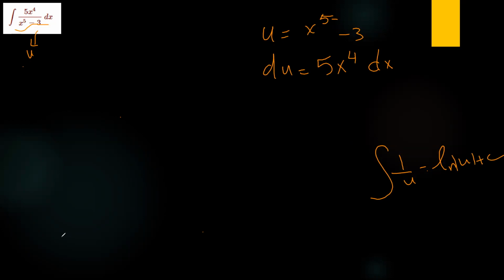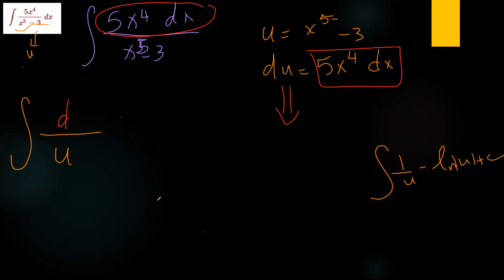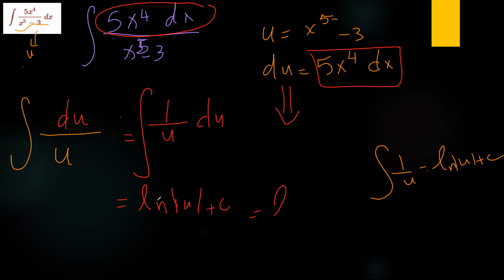So now, we have it as an integration. In the denominator, write u. And in the numerator, what did we have? We have x to the power 5 minus 3, we replace it with u. And 5x to the power 4 dx, can we replace it with du? Yes. So what do we have now? The integration of 1 over u du. And the integration of 1 over u will be ln u plus c. Just replace u, so it will be ln of x to the power 5 minus 3 plus c.